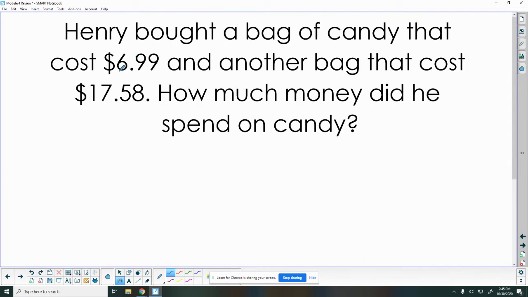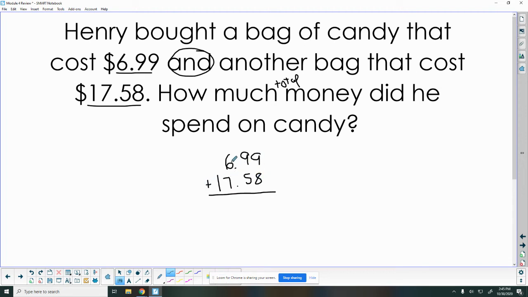Henry bought a bag of candy that cost $6.99 and another bag that cost $17.58. How much money did he spend on candy? So we are looking for our total here. So go ahead and see if you can figure out how to set this problem up and then come back and check with me. So since I'm adding, because it wants the total, this and this put together, it doesn't matter which one goes on top and bottom when you're adding. It does matter when you're subtracting. So I'm going to add these here.